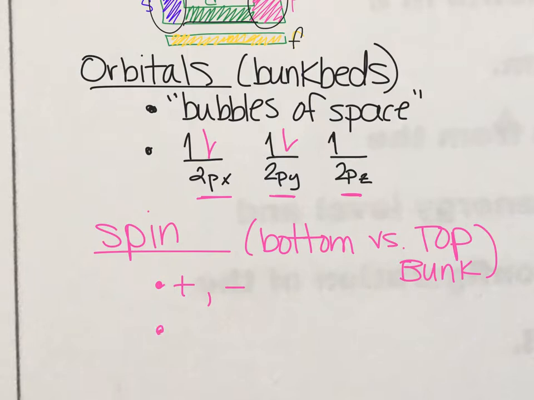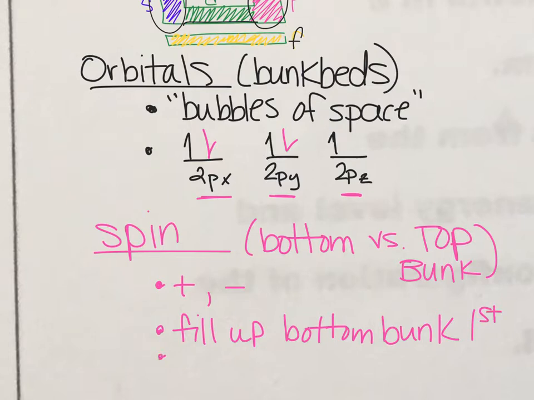Your spin is why you fill up bottom bunk first, and don't share a bunk. Meaning you're either top or bottom. You don't get to share a bunk. Not allowed to, ever. Okay? It's not what bunk beds are made for. Just remember that. Okay? So this is what I wanted you guys to get from that whole Poggle thing.